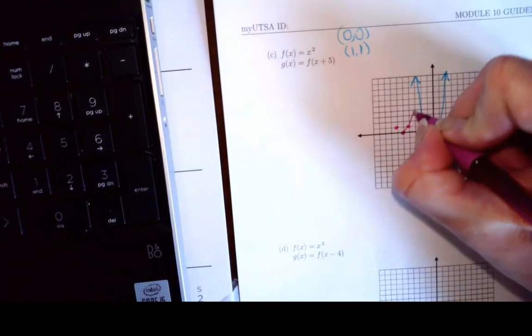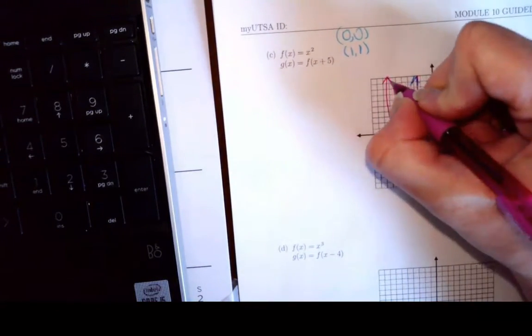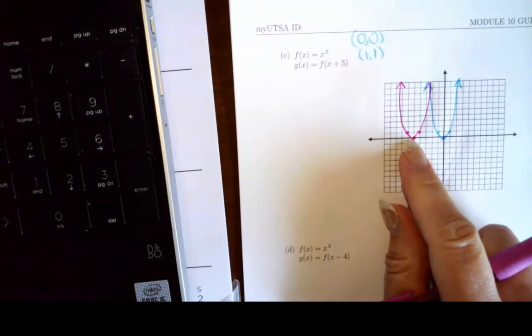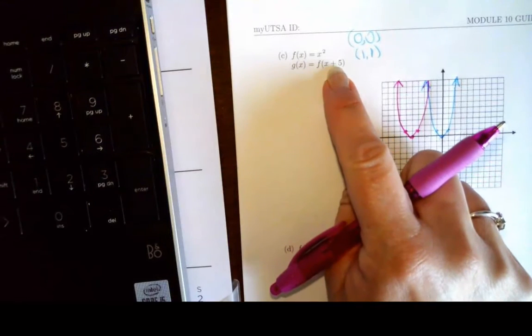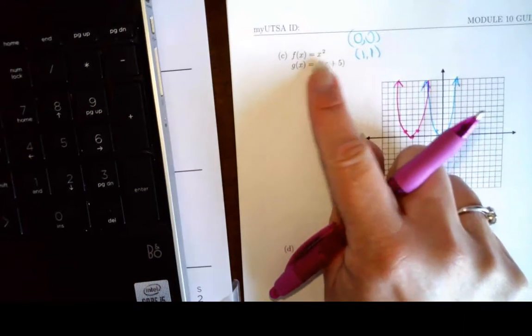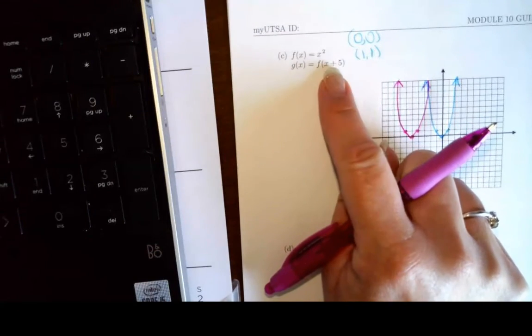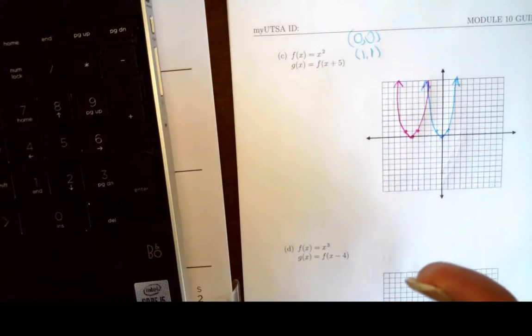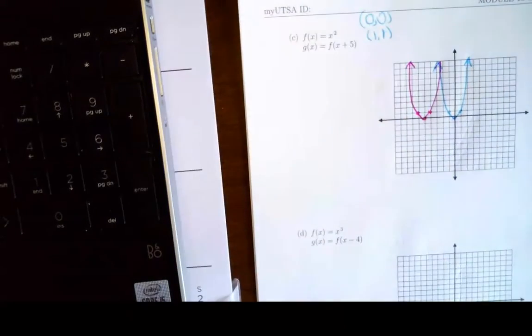And then why does this work the way it does? Because if you substitute in a negative 5 for this function, what is negative 5 plus 5? It's 0. So if I substitute in a negative 5, it gives me an answer of 0. So that's why you're moving left instead of right. Okay, so make sure you can plot 1 or 2, maybe 3 points.